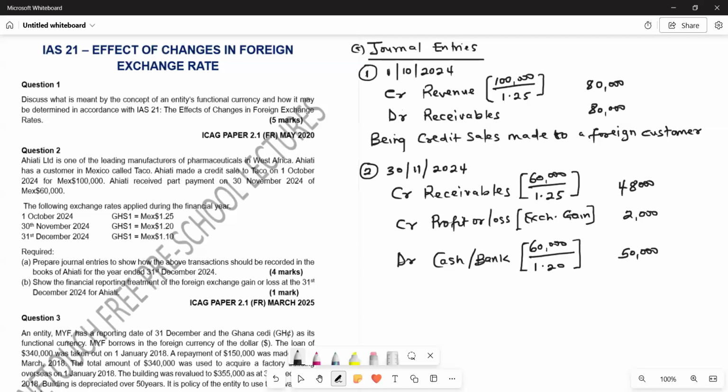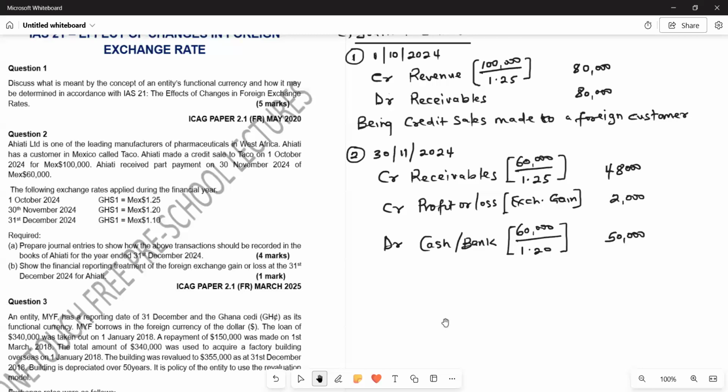Did you get it? Then the last treatment has to do with the fact that the customer is still owing us 40,000 Mexican dollars. So on that 40,000 at the end of the year, we have to calculate exchange gain or loss on it, as if the customer paid at the end of the year. We want to know if the customer had paid at the end of the year, what would have been the exchange gain or loss on it? Did you get it?